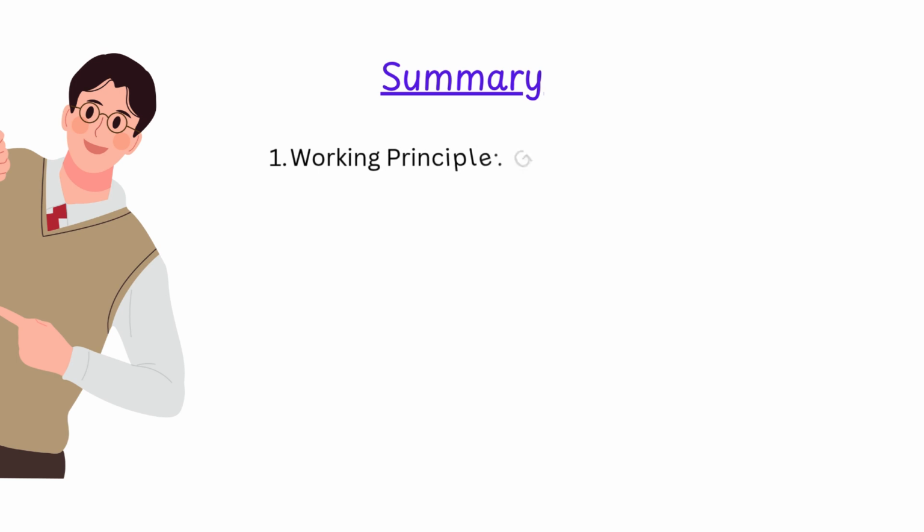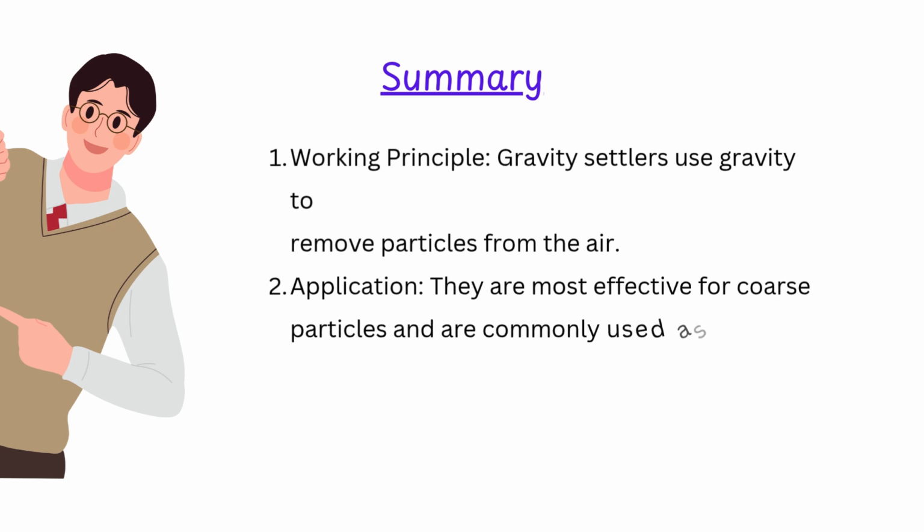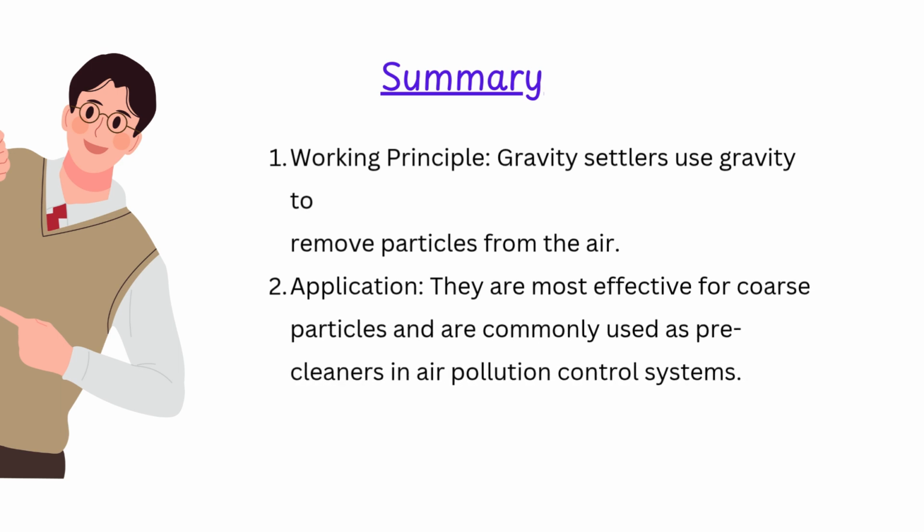Gravity settlers are used as pre-cleaners, reducing the particle load before finer control devices like cyclones or baghouses. Designers must keep gas velocity low enough to prevent re-entrainment but high enough for a practical chamber size.